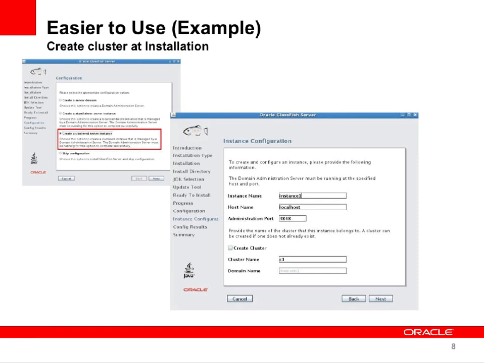So this is just a simple ease of use example. In the upper left you can see the installer that we offer. We offer a zip file that you can just unzip, or you can use a graphical installer. With the graphical installer, you have some choices about the installation. Do you just want to create a server domain? Do you want to also create a standalone instance? Do you want to create a cluster? That red highlighted box in the upper left shows that in the installer, you can create a cluster at install time. And this is great for evaluating clustering essentially out of the box.